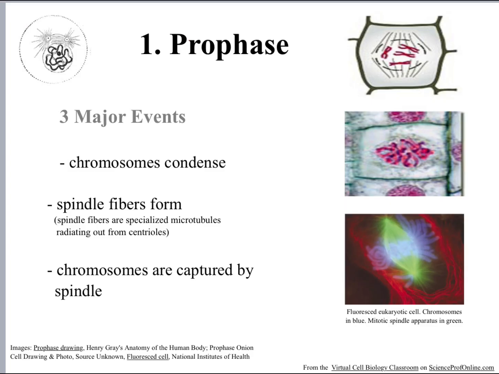Next is prophase. The major event: chromosomes condense. The spindle fibers are specialized microtubules radiating out from the centrioles. The chromosomes are captured by the spindle.